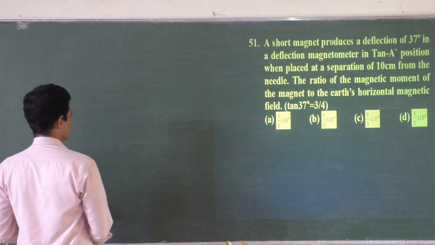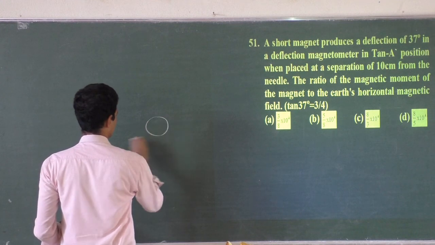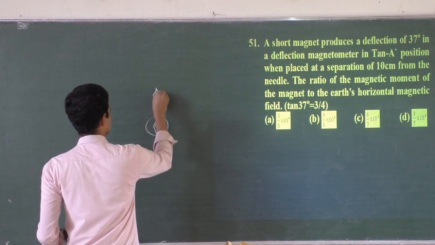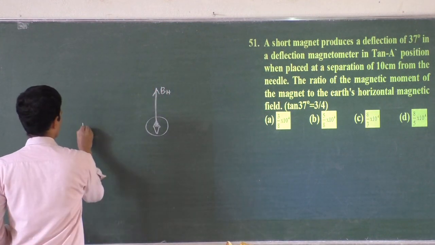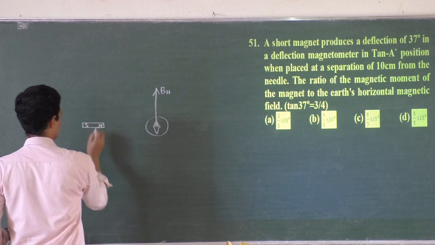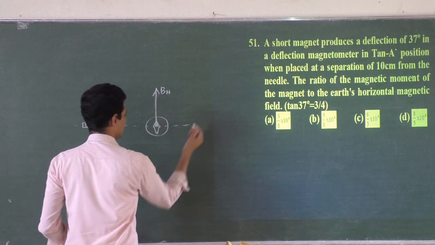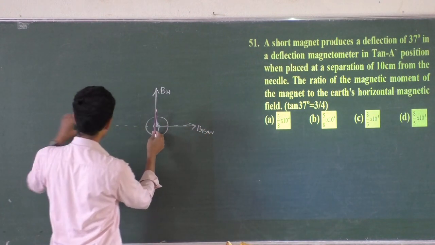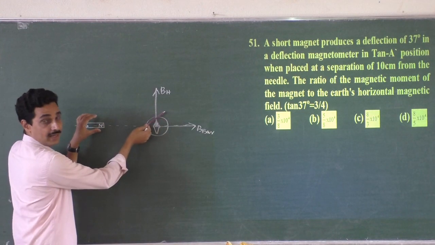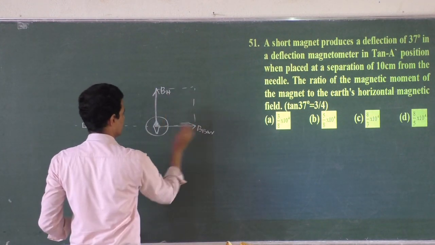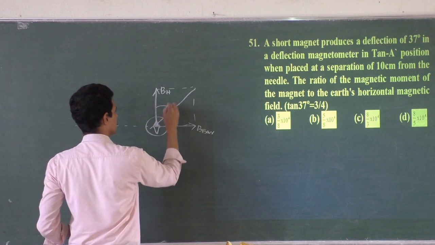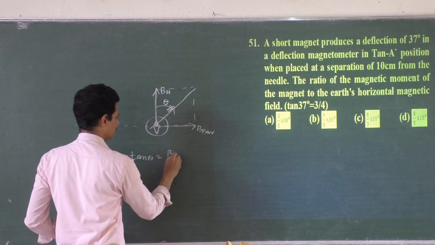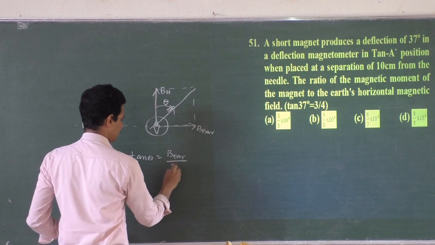So what is the tan A position? You have a magnetic needle here, right? The magnetic needle is standing like this and the Earth's magnetic field is like this, say. And the bar magnet is used such that it produces a field along its axial line, and this is the magnetic field due to the bar magnet. So any needle which was standing like this, as soon as the magnet is brought, it turns like this and produces a deflection, theta. So what is tan theta? It is the new magnetic field produced by the bar magnet divided by the old magnetic field BH.